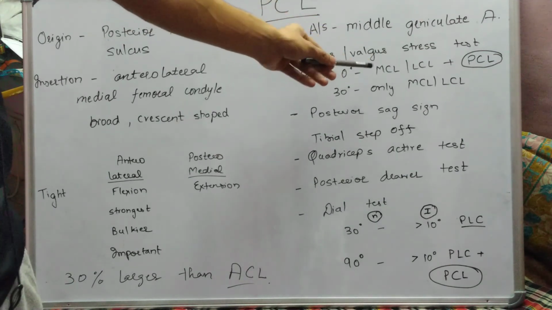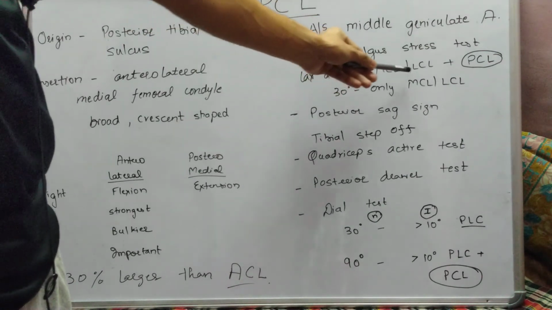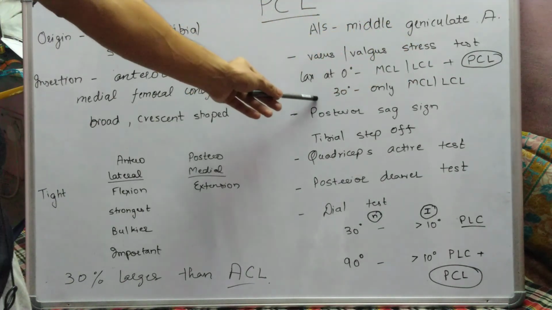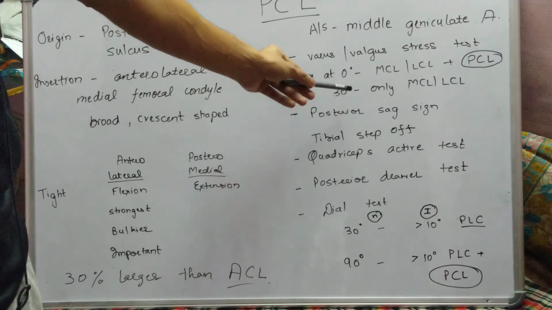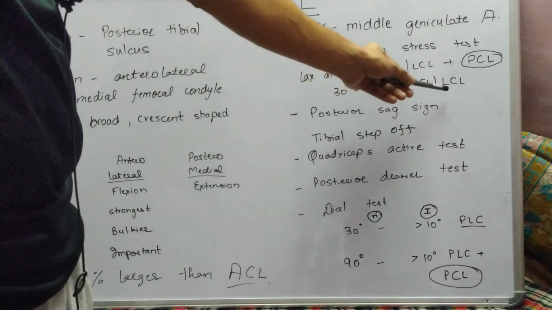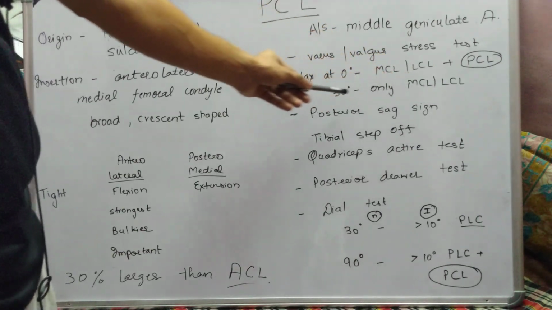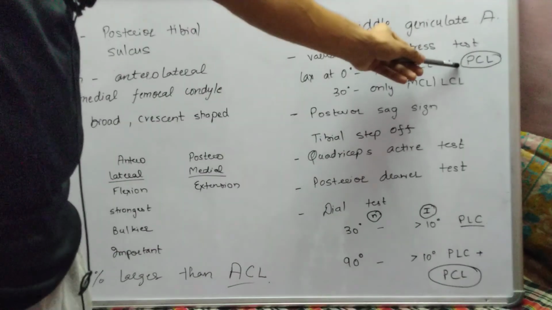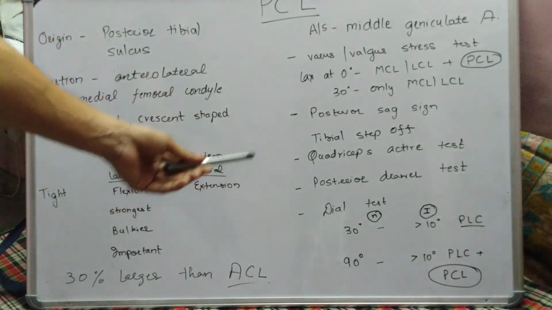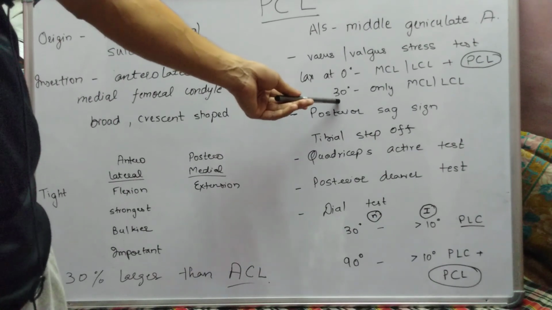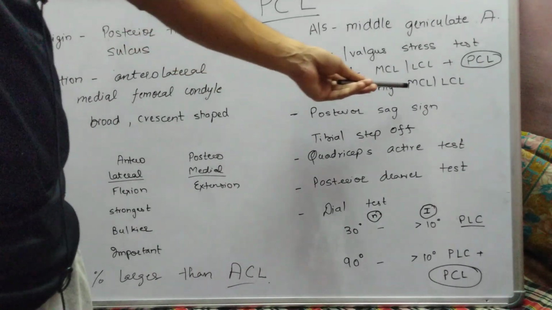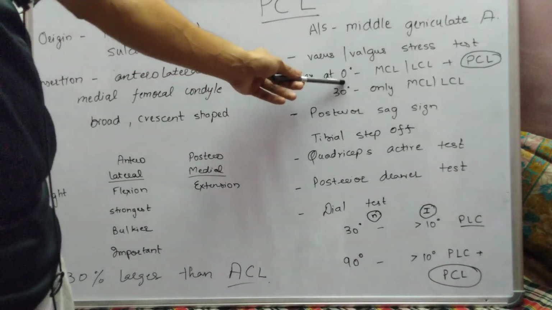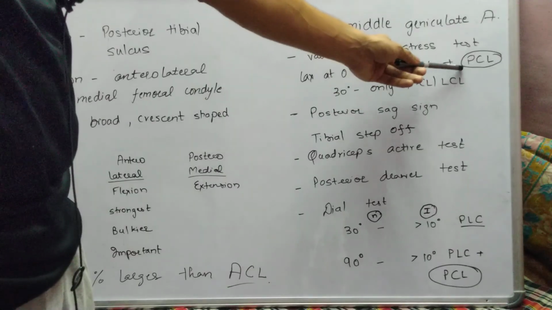In full extension, if there is varus and valgus opening up of the joint, that means other than the MCL and the LCL, the PCL is also injured. But if the laxity is only at 30 degrees of flexion, that means only the MCL and LCL are injured. And if laxity is not present at 0 degree, that means the PCL is not injured. So we will perform the test first at 30 degrees to detect whether the MCL and LCL are injured. Then we repeat at 0 degree to detect injury of the PCL.